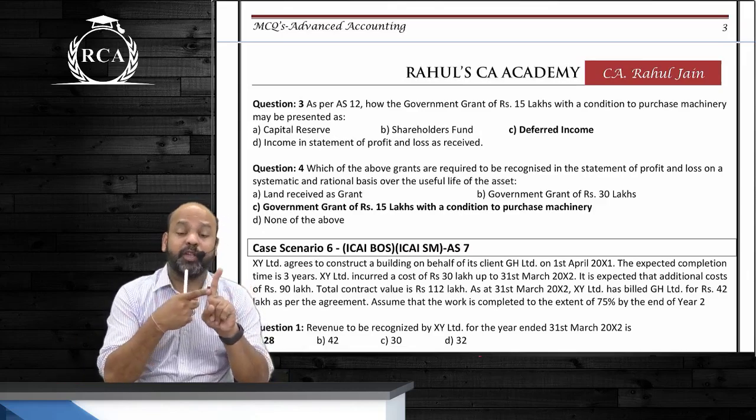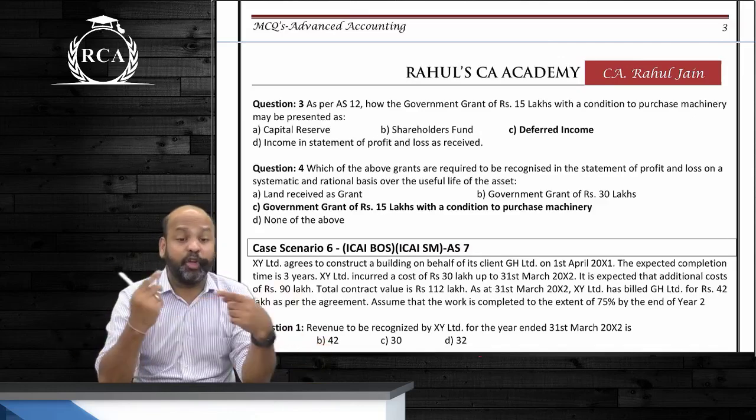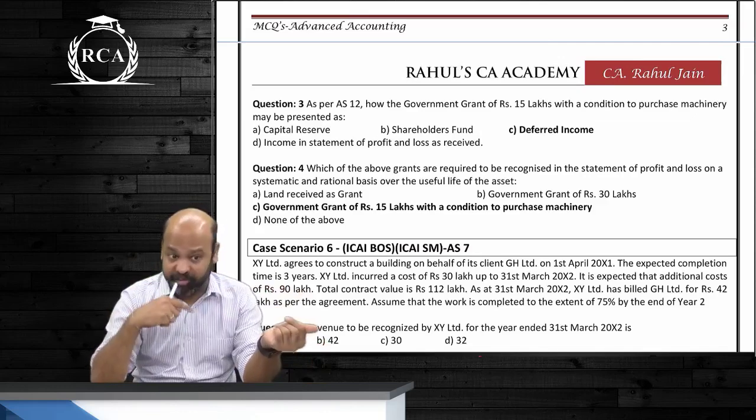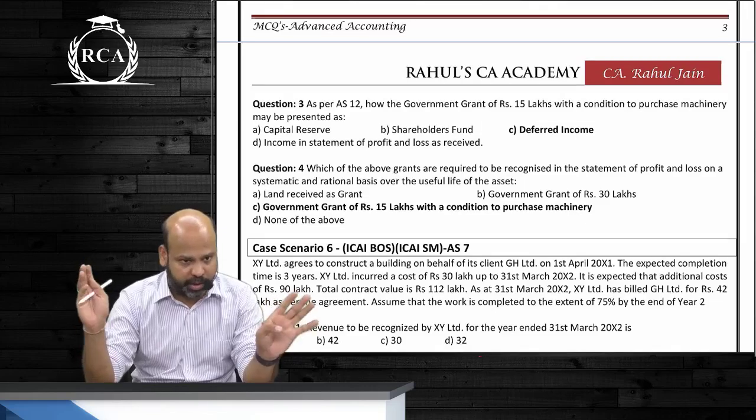The first one, beta, was receiving land free of cost. We never recorded any grant for that. The second one we already transferred to capital reserve. Can that ever go to P&L account? Can you declare dividend out of that? No, you cannot do anything with that, guys.